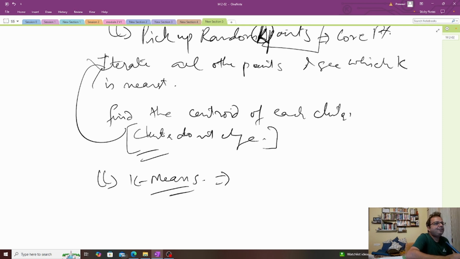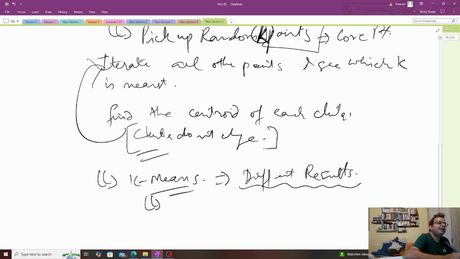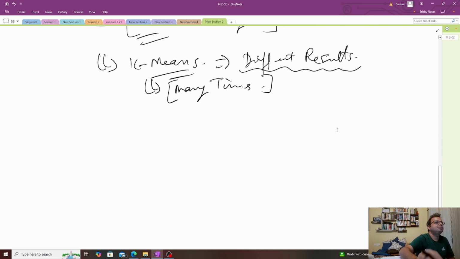Having said that, k-means will give you different results, especially if the value of k is large. So what you have to do is keep trying this many times until you feel that your clusters really make sense to the business. So that's how it is.